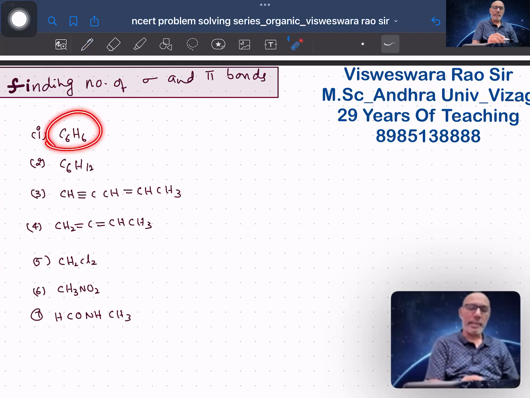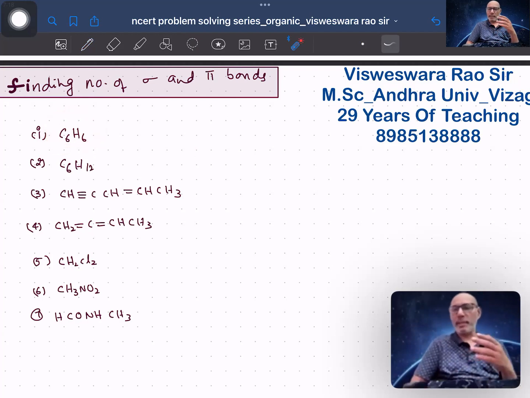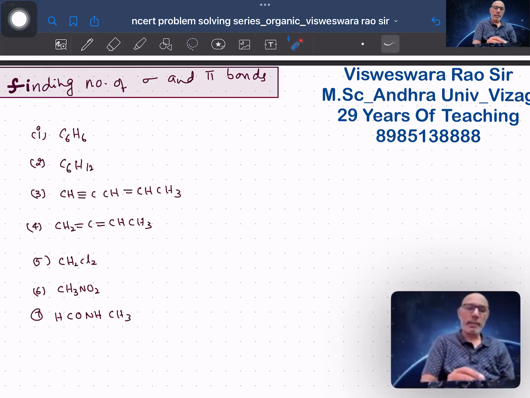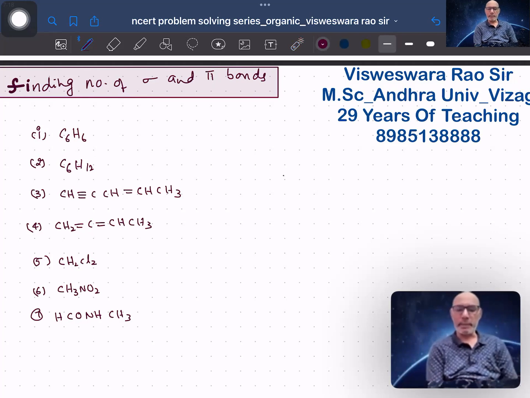First, I take up benzene. Last class, I ended the class with benzene. Now I am starting the class with benzene. I already told you how to identify the hybridization of benzene. So once again, I am writing the benzene structure, one of the Kekulé structures. So this is benzene's Kekulé structure. C double bond here, hydrogen, hydrogen.